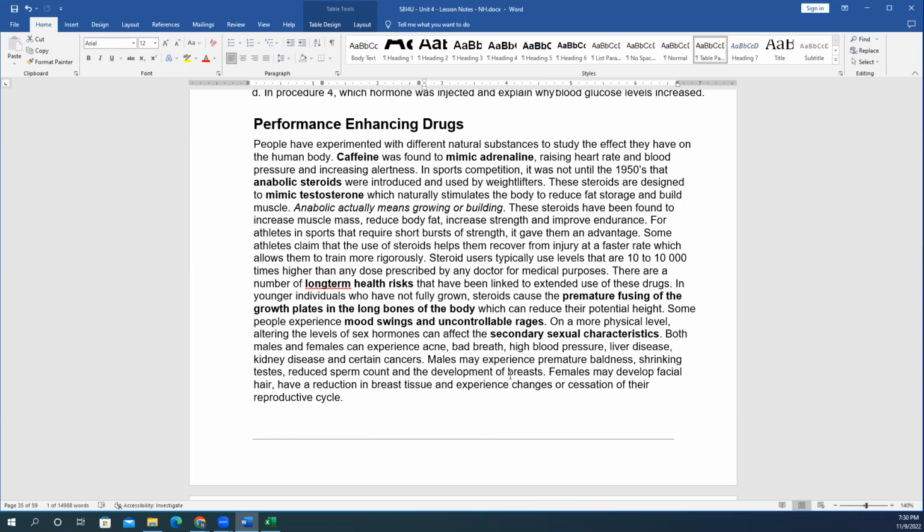And some athletes claim that using steroids will also help them to recover from injury at a faster rate that allows them to train more rigorously.